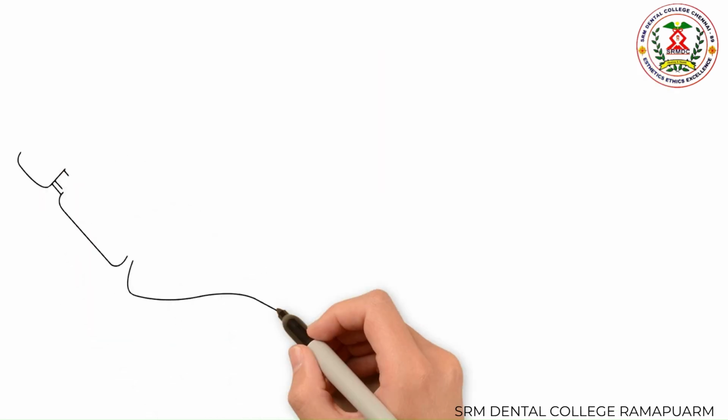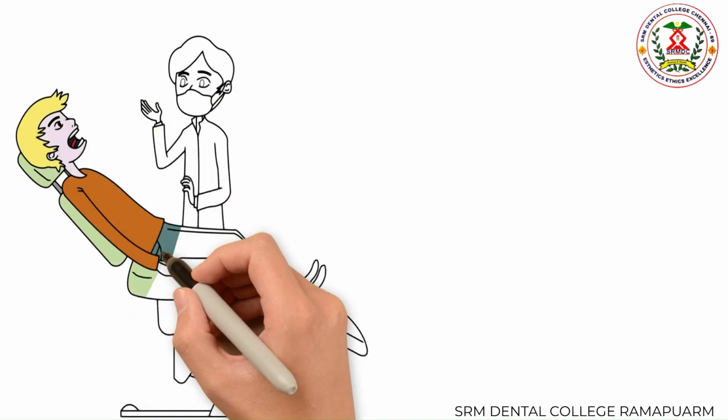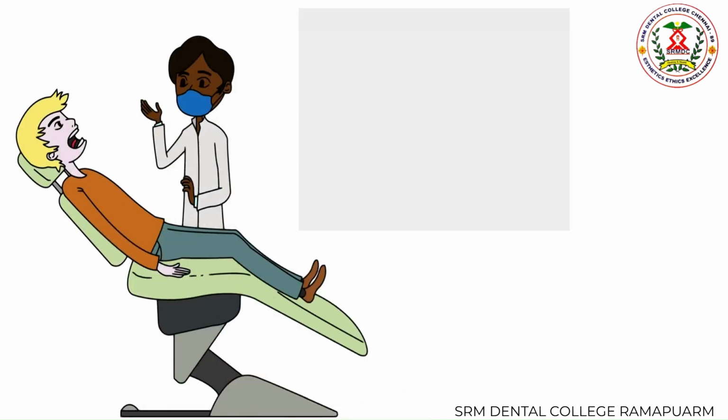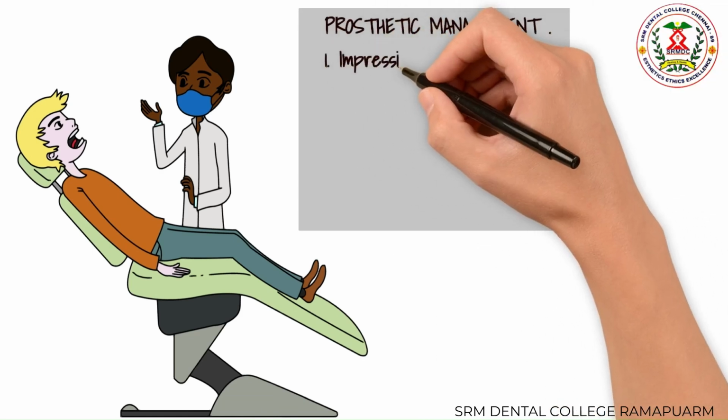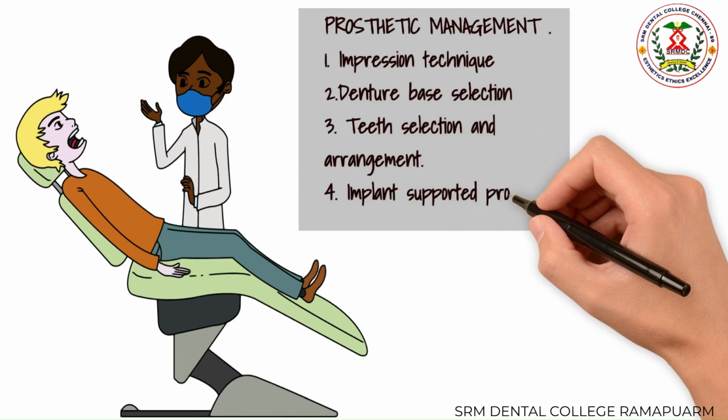Coming to the last aspect, the important aspect of prosthodontics, which is prosthetic management. One is making a proper impression, then the denture base selection, the importance of teeth selection and arrangement, and also planning for implant supported prostheses.